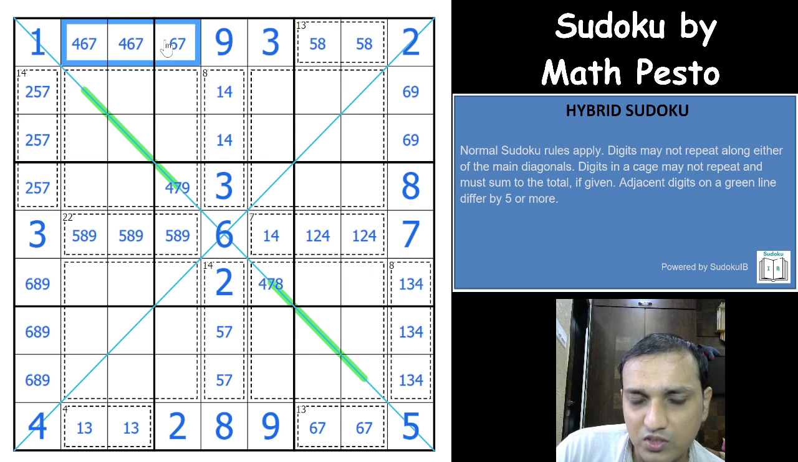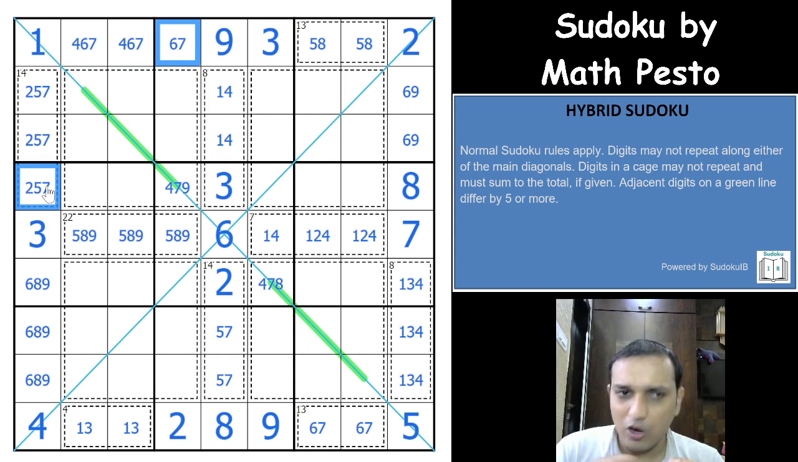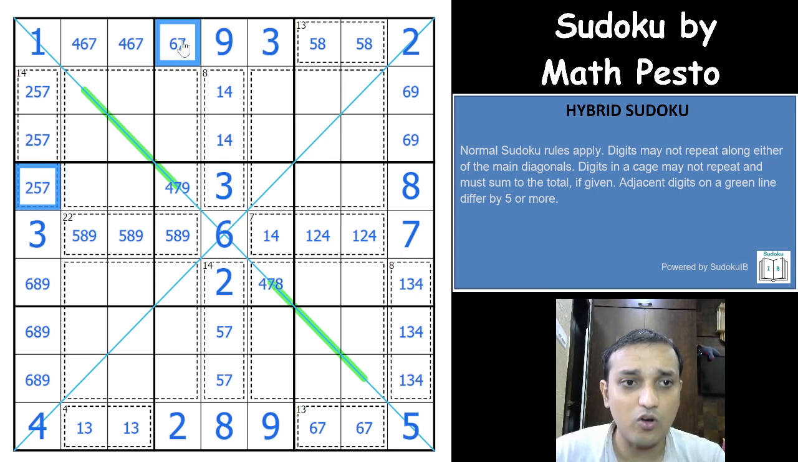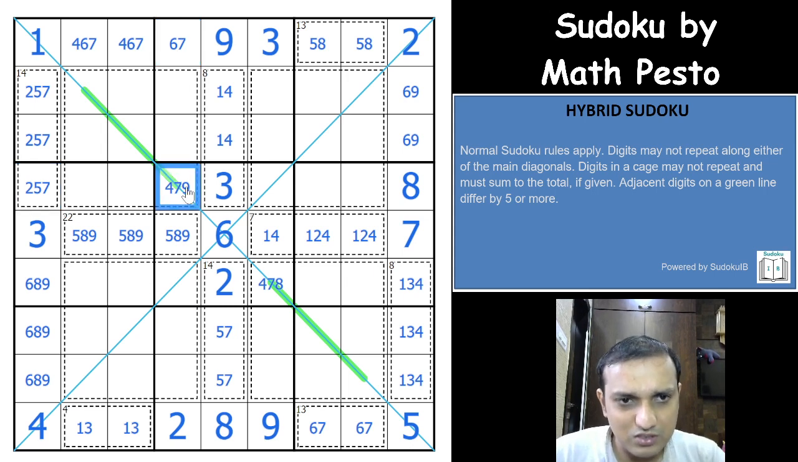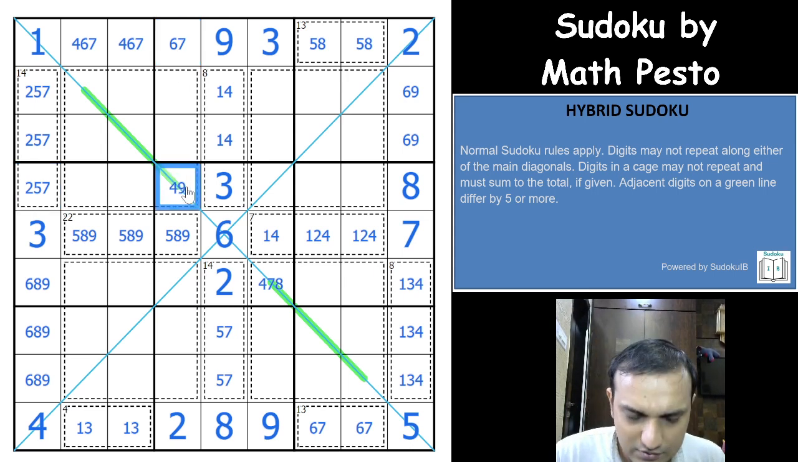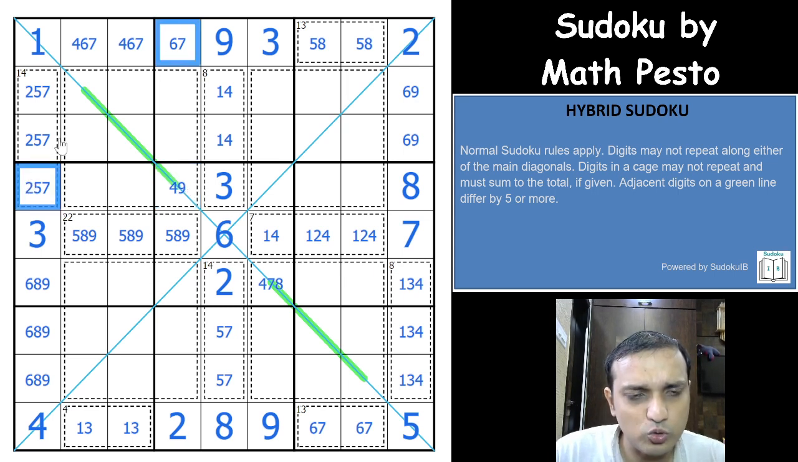You have a 4, 6, 7 here. You have a 2, 5, 7 here. So both the 7s cannot be in box 1. One of the 7s at least would have to be outside box 1 and can be here, or both the 7s can be outside. So which means this cell cannot be a 7. That is nice, because at least one of these two cells would have to be a 7.